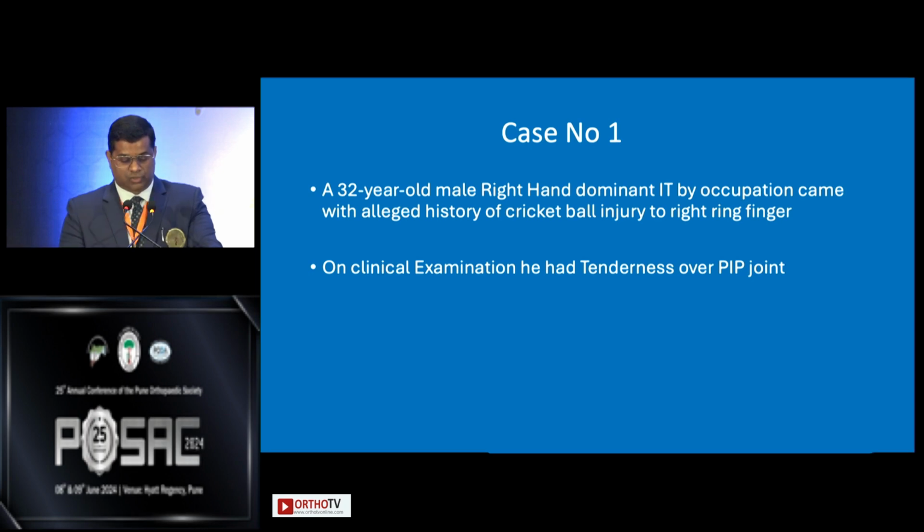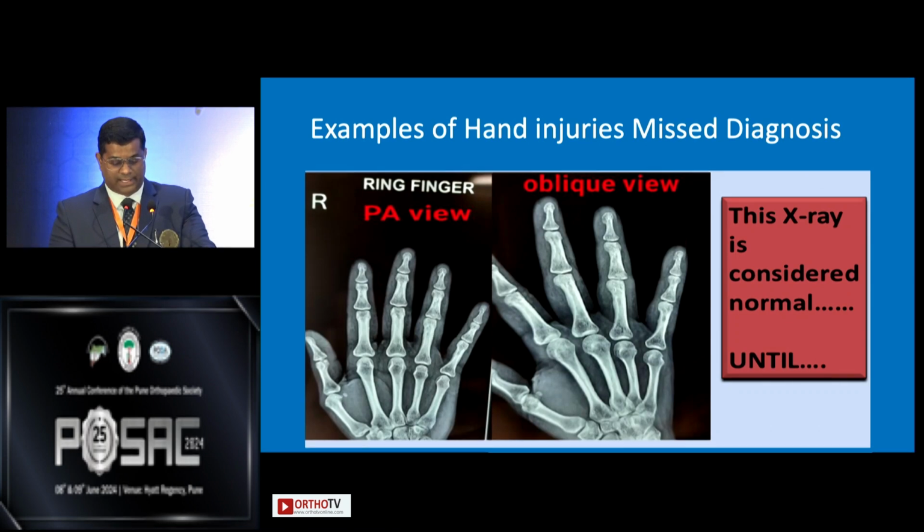So case 1: a 32-year-old male, right hand dominant, came with an alleged history of cricket ball injury to the right ring finger. On clinical examination, he had tenderness over the PIP joint. So this is an X-ray which is considered to be normal. We can see the PA view and oblique view.